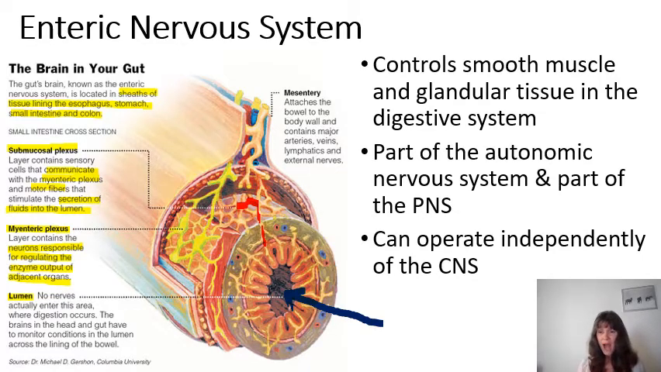I'm not going to ask you about the inner workings of the enteric nervous system. However, I do want you to understand that it is part of the autonomic nervous system and part of the peripheral nervous system, and it can operate independently from the CNS, the central nervous system.